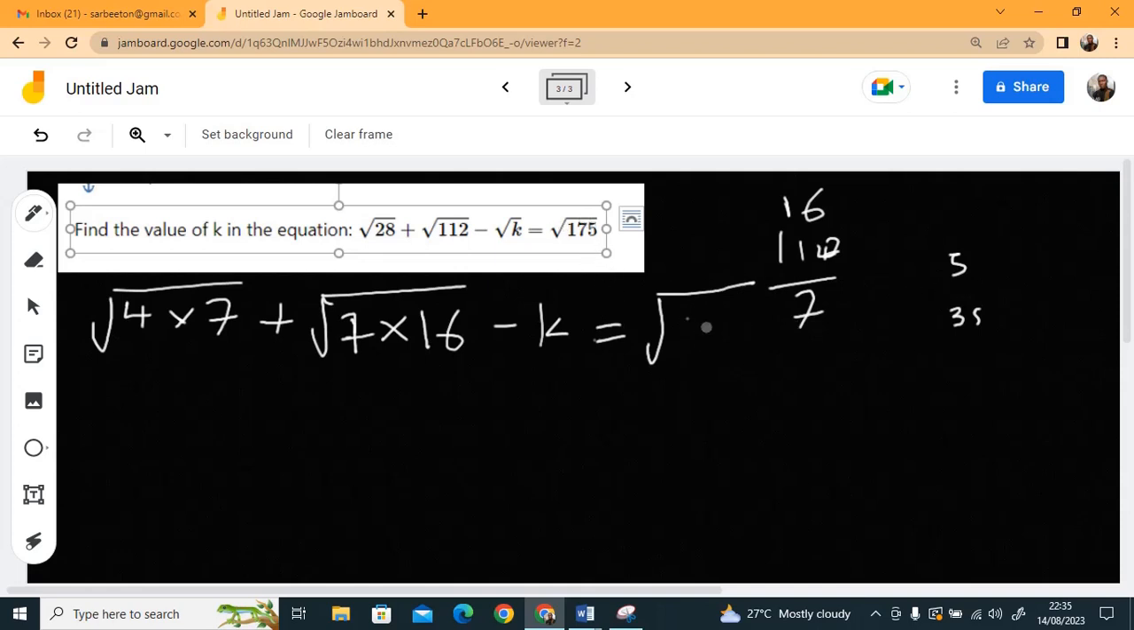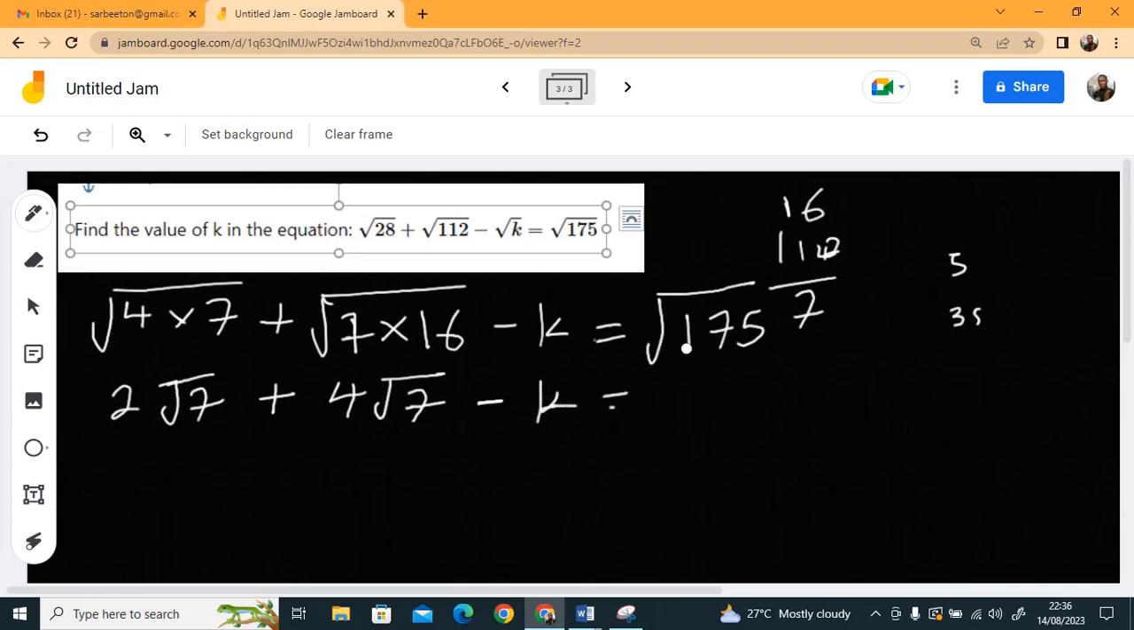Let me just make it 175. I'm just going to figure it out, so I don't want to waste my time. So this one will give us 2 root 7. Plus square root of 16 is 4 root 7. Root 7 minus k. So this one here, let me use 7 to divide, if 7 will go. 7 times 2 is 14, 15, 16, 17, you made that 3. 7 times 5 is 35.